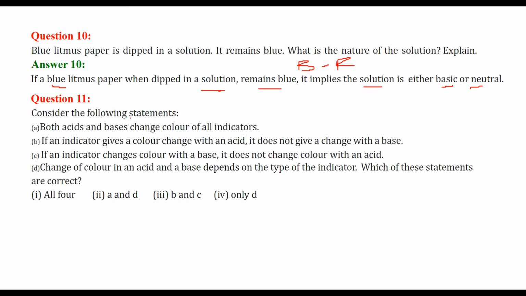Now consider these statements. Just read them very carefully. We have to choose the correct statement. Let me choose it for you. The answer is D. Change of color in an acid and base depends on the type of indicator. This is the correct answer.